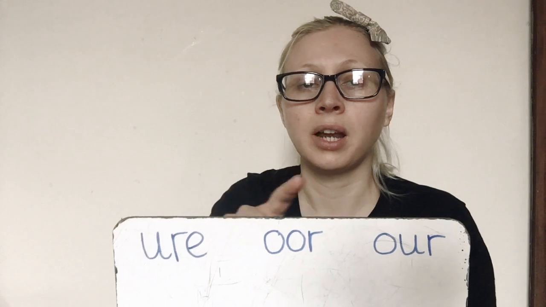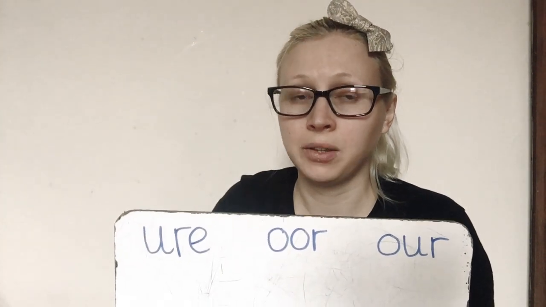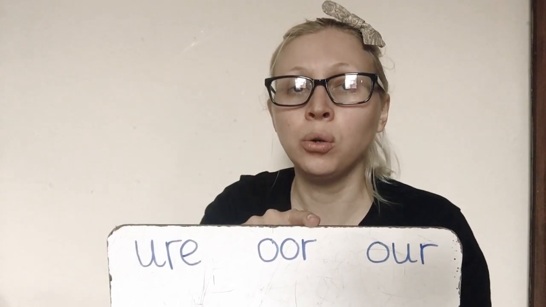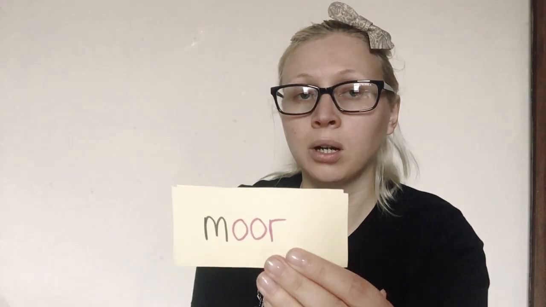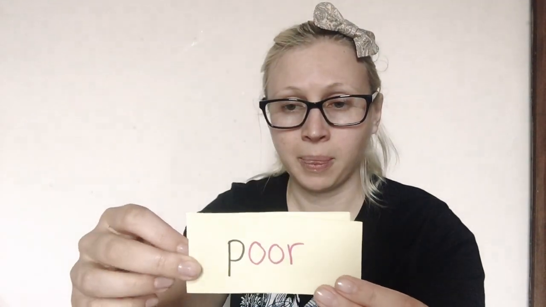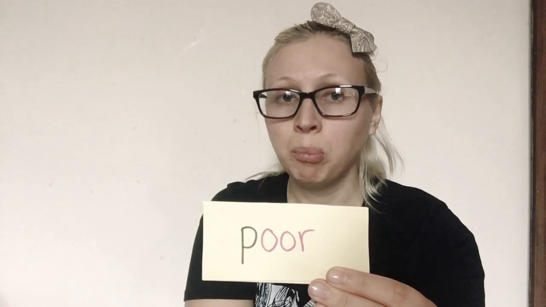So with our ua, now we've got our ua. We drop the y at the beginning. Let's have a look at some words. I've only got two. I struggled with this one, so it's not a very common one. Remember, we're using the sound ua. Moor is like a big field of grass where we can play football and things. And this one, poor, meaning feeling sorry for somebody. Poor Miss Baldwin. I'm joking.